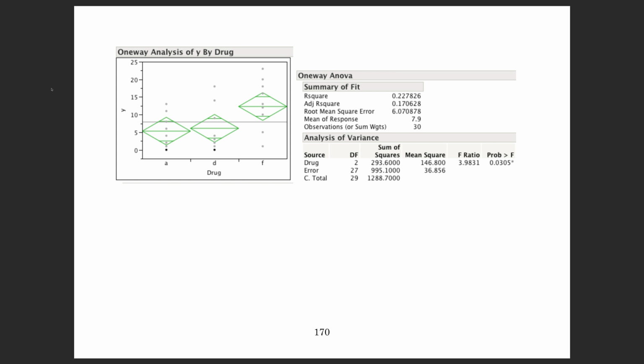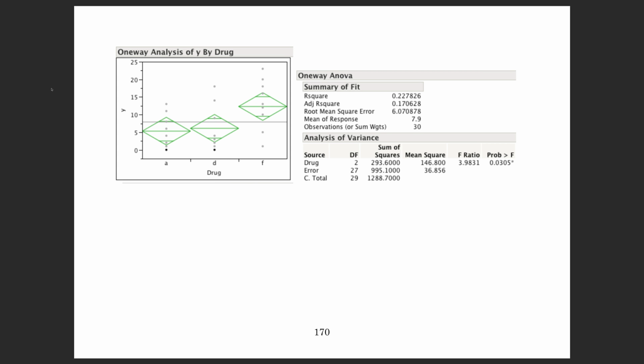So let's have a look at the right-hand side. The right-hand side says our r squared is only about 22%. The adjusted r squared is only about 17%. The root mean square error, that means S, is about 6. And we have 30 observations. And then we have our analysis of variance table. We have 3 treatments, so that means we have 3 minus 1 is 2 degrees of freedom. We have 30 observations, so the degrees of freedom on the total is 29, that is n minus 1. The difference between those 2 is 27.